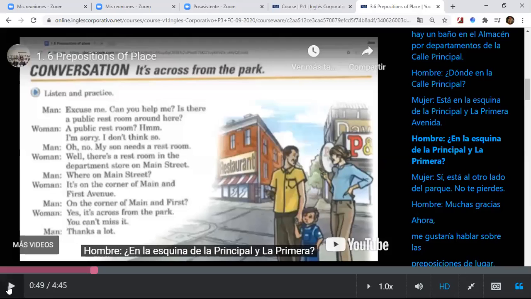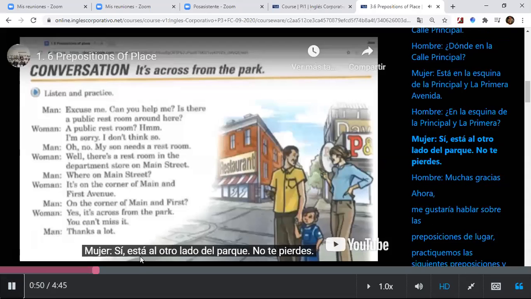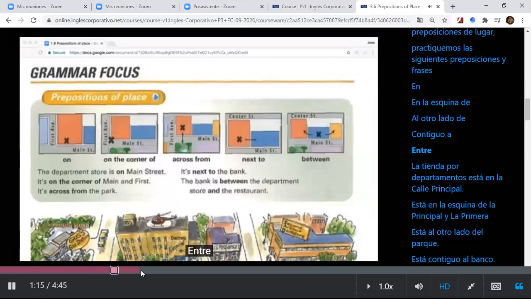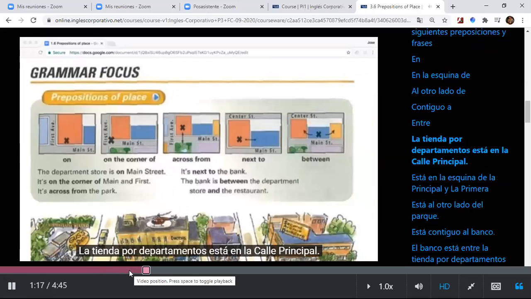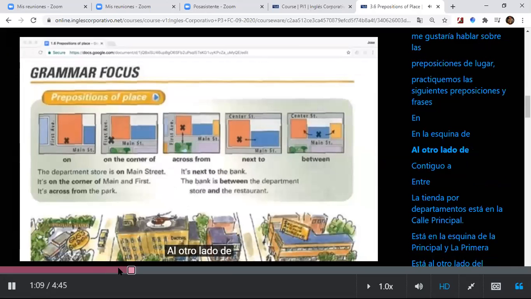Let's continue with the video. Corner of Main and First? Yes, it's across from the park. The department store is on... Wait, give across me a from.